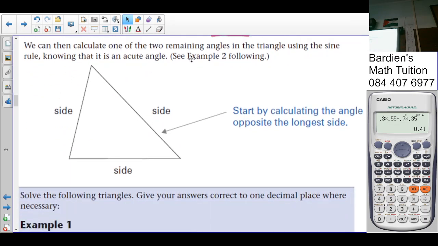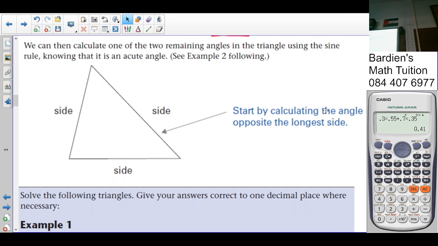We then can calculate one of the remaining angles in the triangle using the sine rule, knowing that it's an acute angle. Could the ambiguous case then be applied? No. Why? Because we are already eliminating the ambiguous case. How would we eliminate it? By working out the largest angle already in the triangle. You guys understand? So it's clear cut if it's from the cos angle.